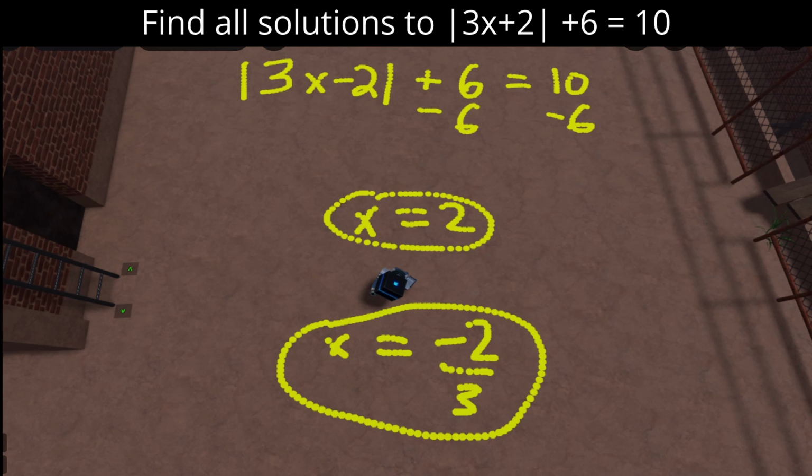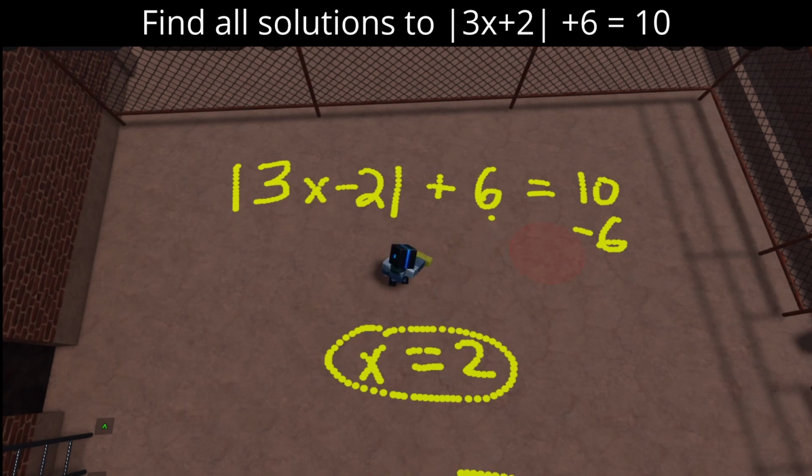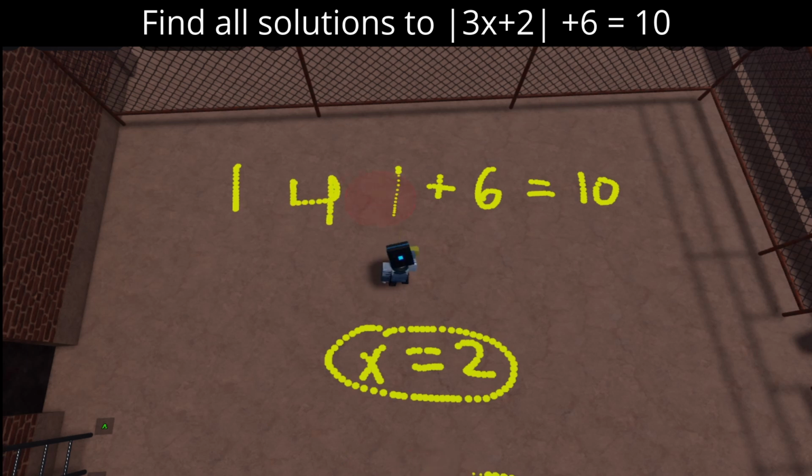If we plug in x equals 2 into the initial equation here, we're going to have 3 times 2 minus 2 plus 6 is equal to 10. Let's think about if that's true. 3 times 2 is 6, so we'd have 6 minus 2, and then 6 minus 2 is just 4. And then the absolute value of 4 is just 4. So this is just 4 plus 6, which equals 10. So that makes sense. That means x equals 2 is a solution indeed.